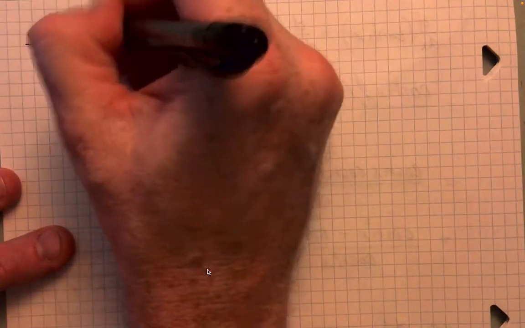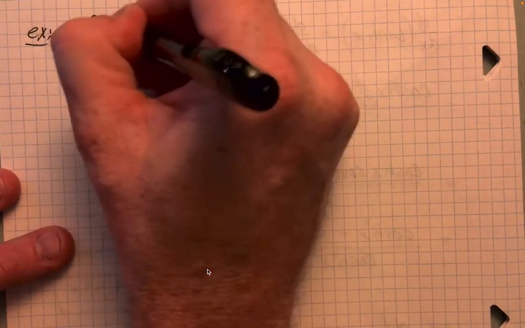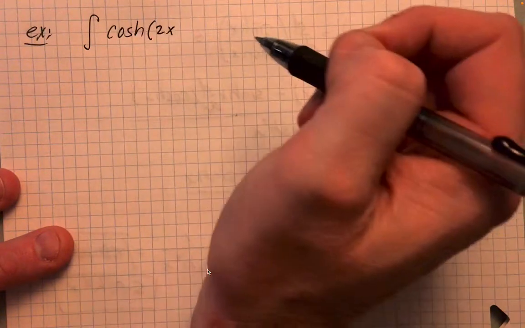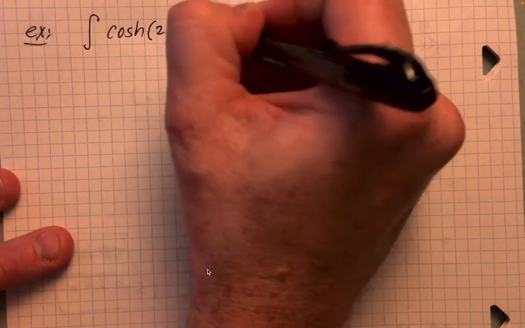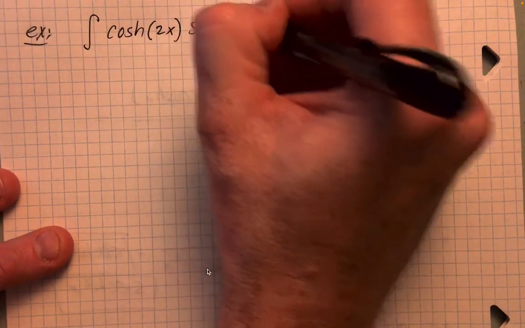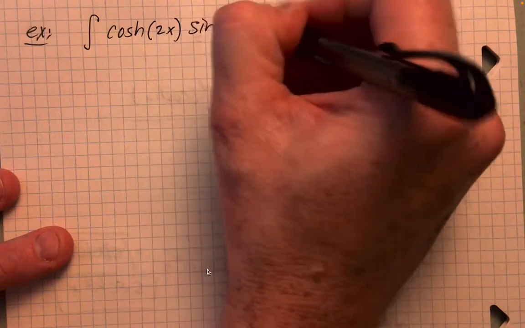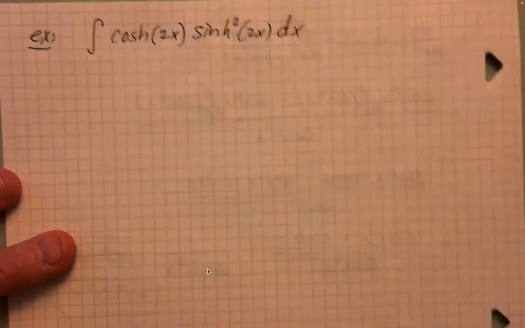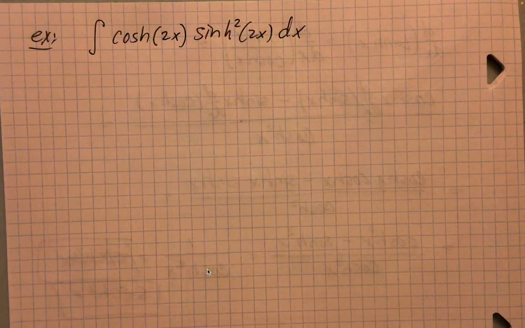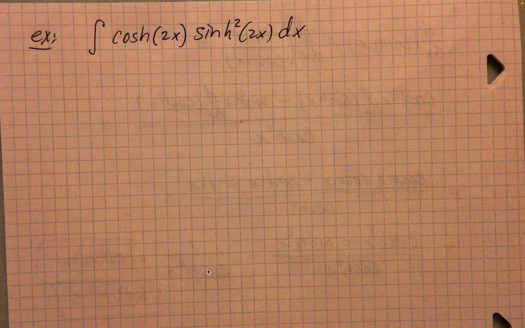Now let's see if we can do an integral that involves the hyperbolic functions. So let's say we want to integrate hyperbolic cosine of 2x times the hyperbolic sine squared of 2x. Something like this looks pretty ugly. You wouldn't want to meet this integral in a dark alley. It looks a little ugly, but it's actually not nearly as bad as it looks, right? Because there's some nice things here.